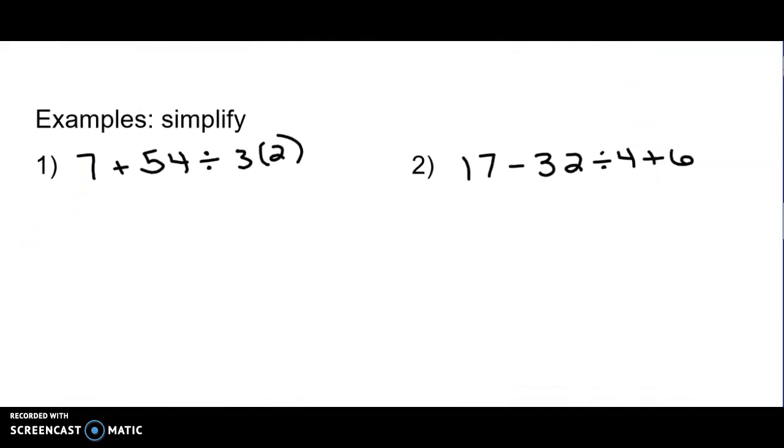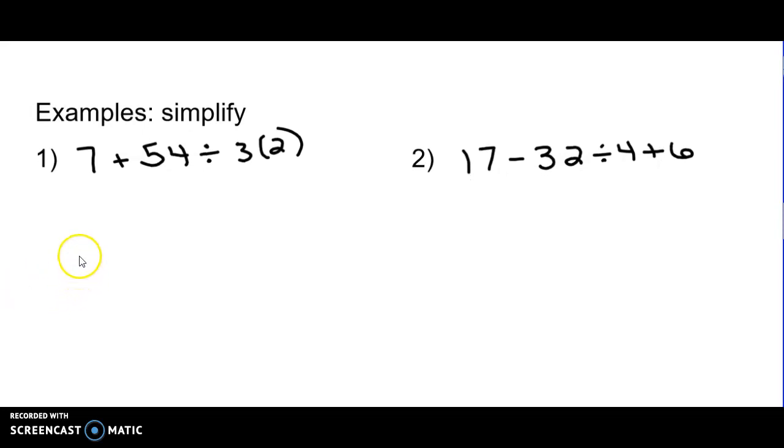All right, let's take a look at some examples. We are going to simplify these expressions. So let's remember PEMDAS. All right, the P stands for parentheses. There are no parentheses to actually simplify. So in this example, we do have the number 2 in the parentheses, but there's nothing to simplify in this expression. It's just the number 2, and this is actually telling us to multiply. So we're not going to do any parentheses.